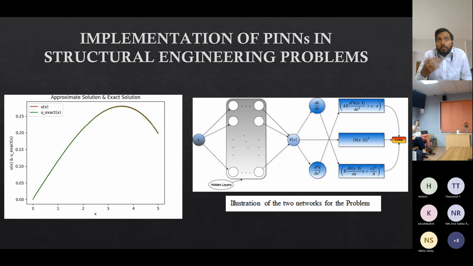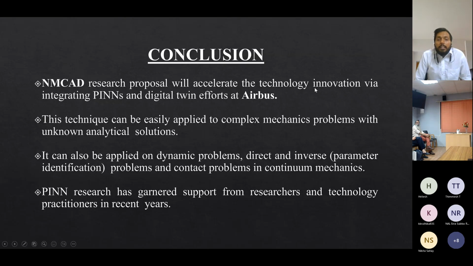By using PINN, we can also solve many aerospace engineering structural problems. This is an example of a structural engineering problem. Now we can say that using PINN will be beneficial for Airbus's digital twin effort, because it is also a very good technology innovation.